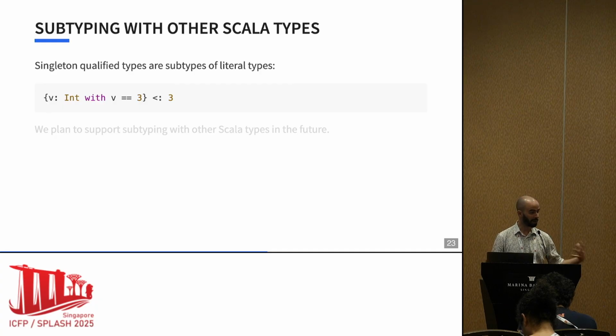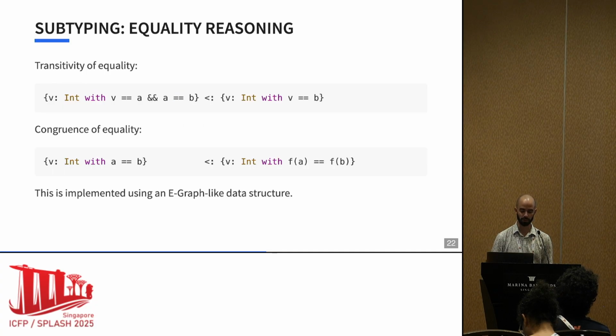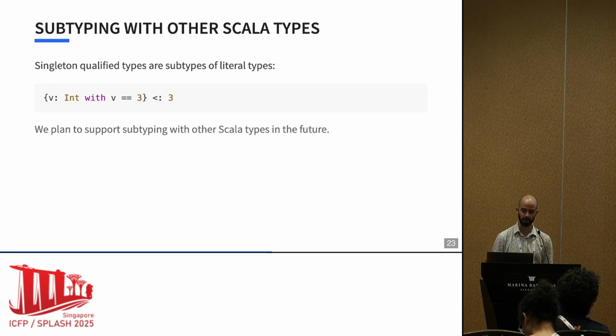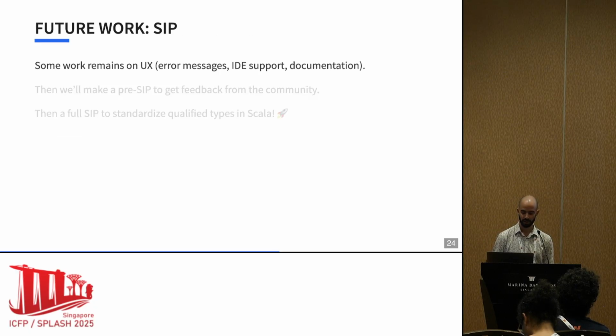We also have some compatibility with other Scala types. So we have literal types in Scala. That's actually a type. And we can know that if we have a qualified type saying the value is equal to 3, that's actually the same. And we plan to support interaction with other Scala types in the future.